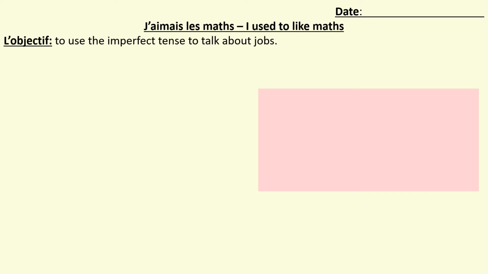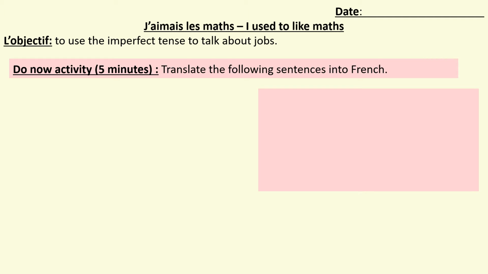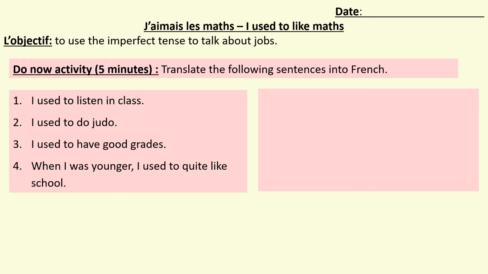And here's your do now activity. It should take no more than 5 minutes. Translate the following sentences into French and press play when you're ready. So pause to do this now and press play when you're ready to get the answers.